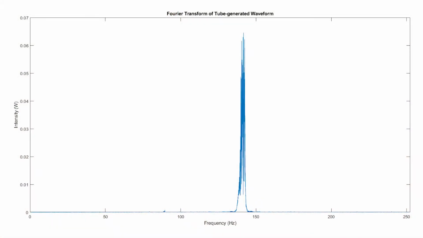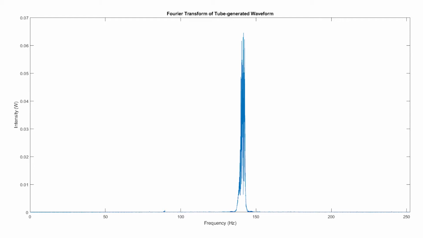However, what we've done here is we've taken the sound wave that the air tube created, and we've separated the sound into all of its different components by frequency. And we can see that this curve is dominated by a spike at the resonant frequency.